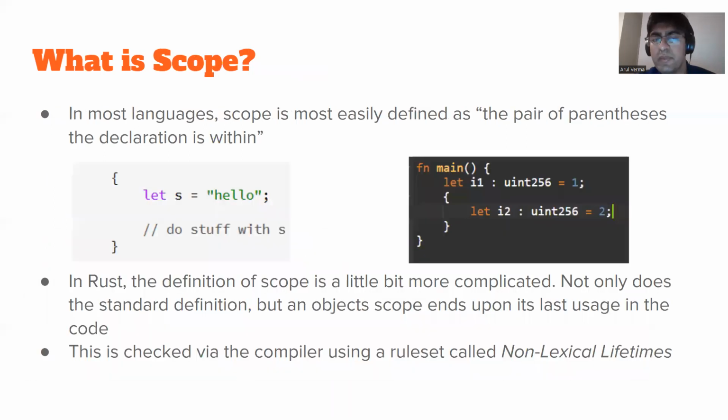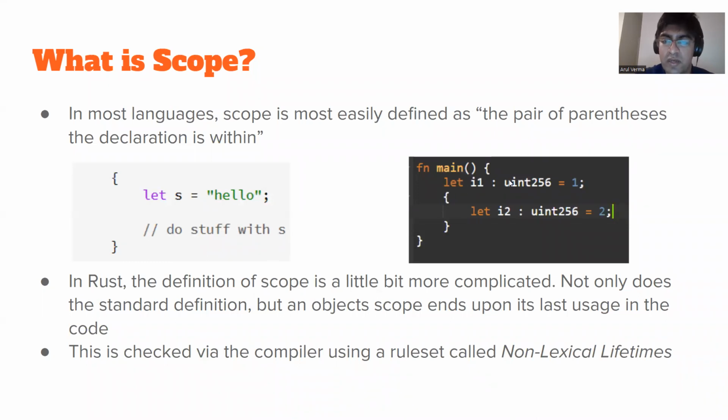So what do I mean by scope? You might be familiar with scope if you've programmed in other languages before, but in Rust it's slightly different. In most languages, scope is defined by the pair of curly braces in which the declaration of the variable exists. So what do I mean by that? These curly braces are what define the scope in most languages. In C++ and Java, when you say let s equals hello, these curly braces are the braces in which s exists. And if we look at some code on the right, we'll see what I mean.